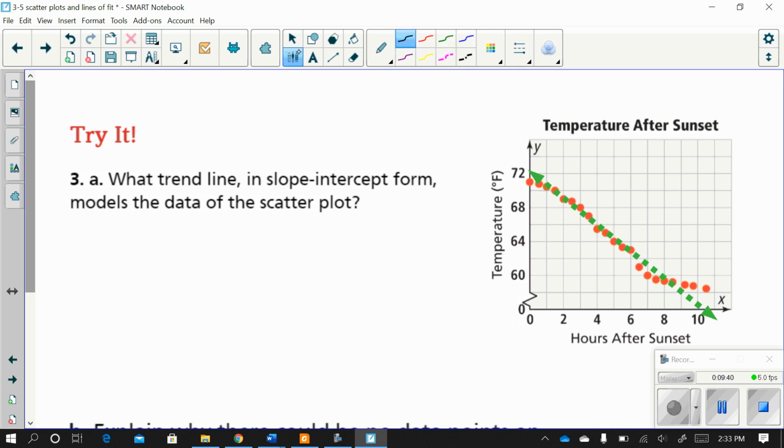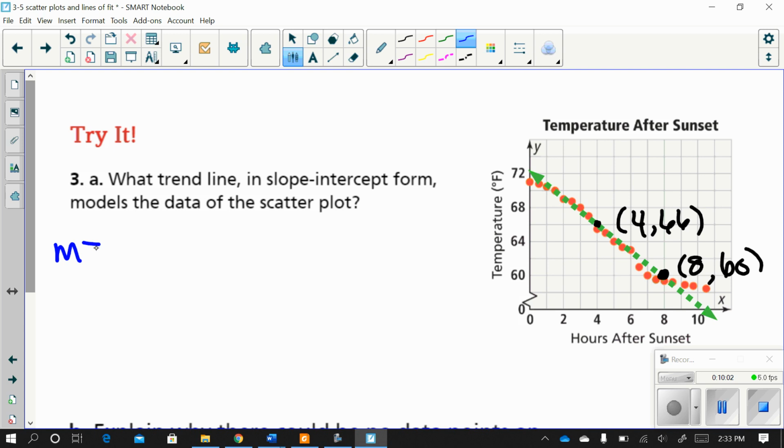Okay, so if I give you the point, let's see what's on the line that could be nice and pretty. How about right here? We'll call that the point (4, 66). And this point right here, we'll call that (8, 60). Okay, pause the video and find the equation of that line there.